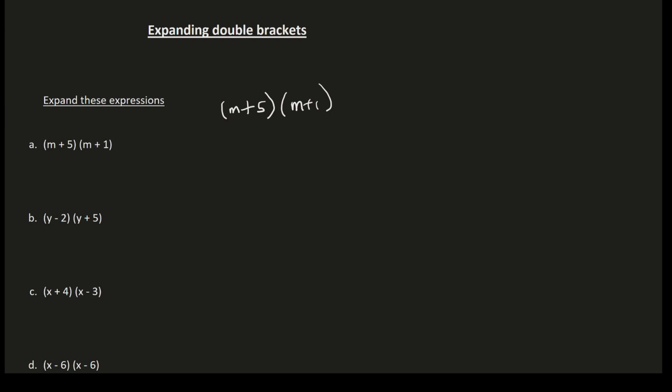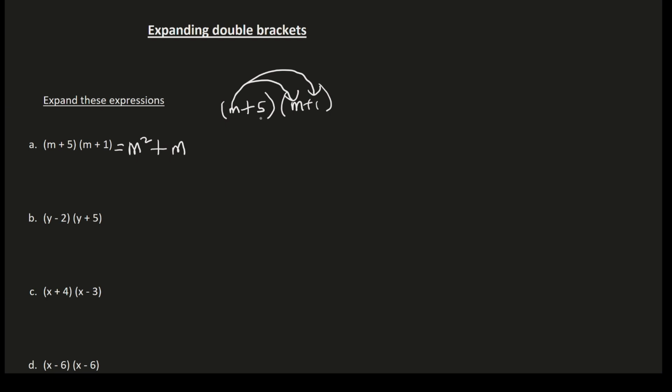Step 1, multiply out the two brackets by multiplying the first bracket by everything in the second bracket. So I have m times m, which gives me m squared, and I have m times 1, which gives me m. Don't forget the 1 here is positive.